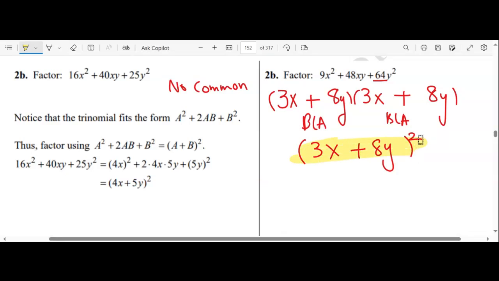Any questions? Move on. This is section 5.5.